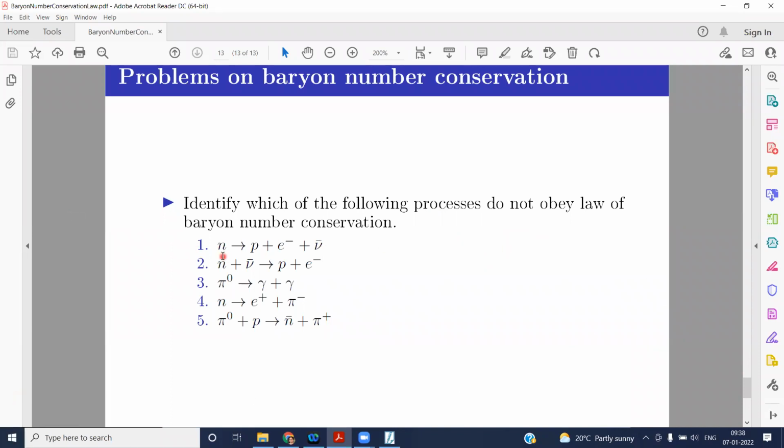First one. What is the left-hand side baryon number? Neutron, baryon number 1. Right-hand side, 1. The others are 0. So this can happen. According to the baryon number conservation law, this process can happen. The first process can happen, correct?